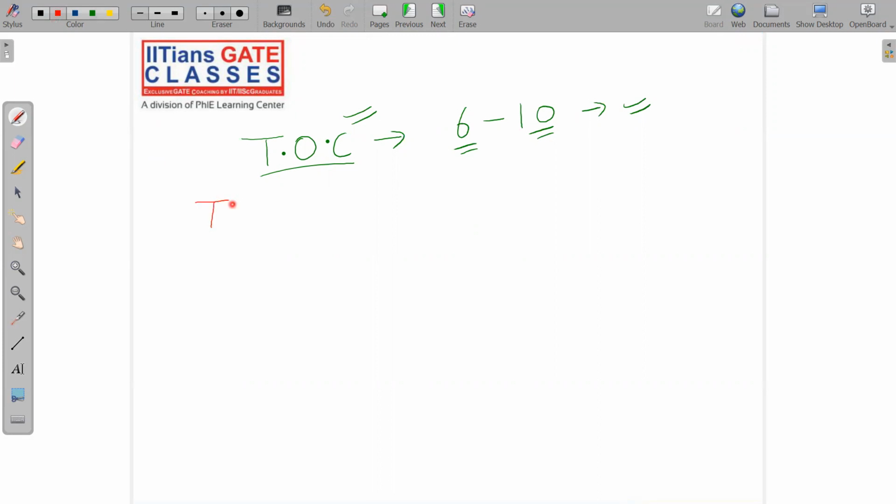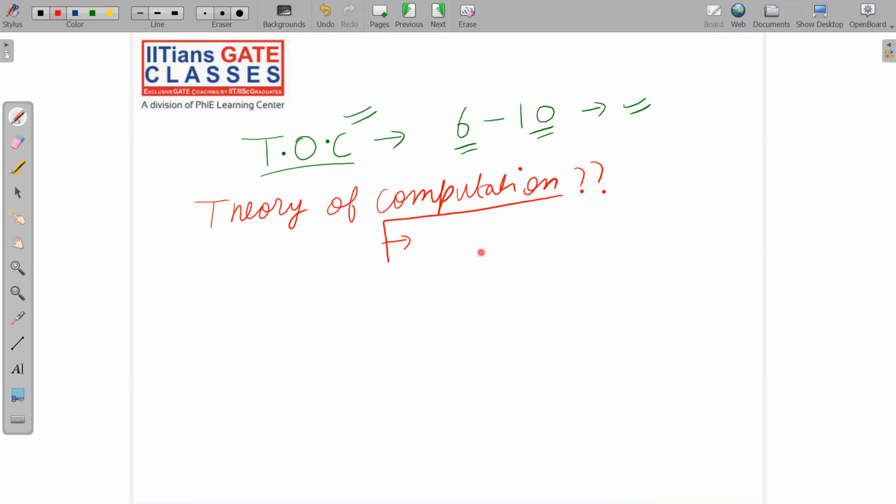Okay, so the very first question which will come to our mind is what exactly is TOC? TOC is theory of computation. The next basic question which will come to our mind is what exactly is a computation? Computation is whatever a computer does. Whatever a computer does is nothing but a computation.